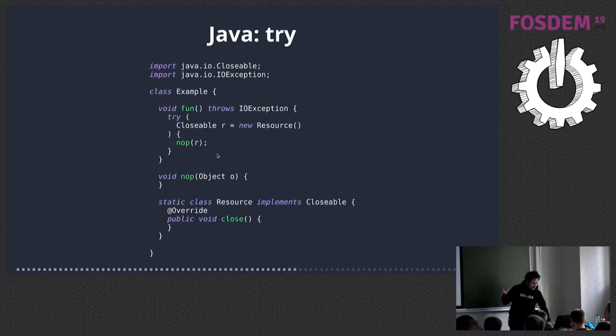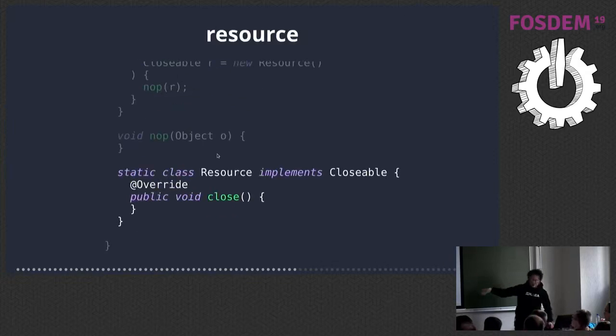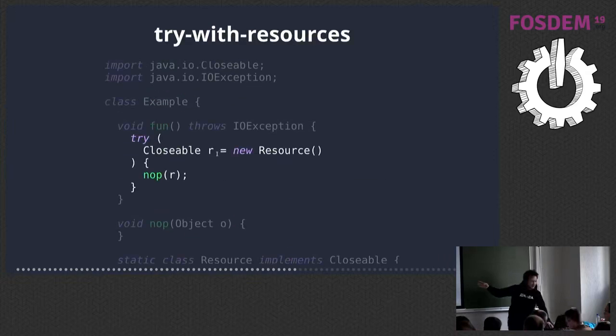Let's have a look at the other example, and given the amount of time, unfortunately, I think we may not get to see Kotlin. Try with resources. So we have a resource, it's closable, and we have try with resources. I'm not going to ask when it was introduced, because I know that you do not know in which versions what was introduced.